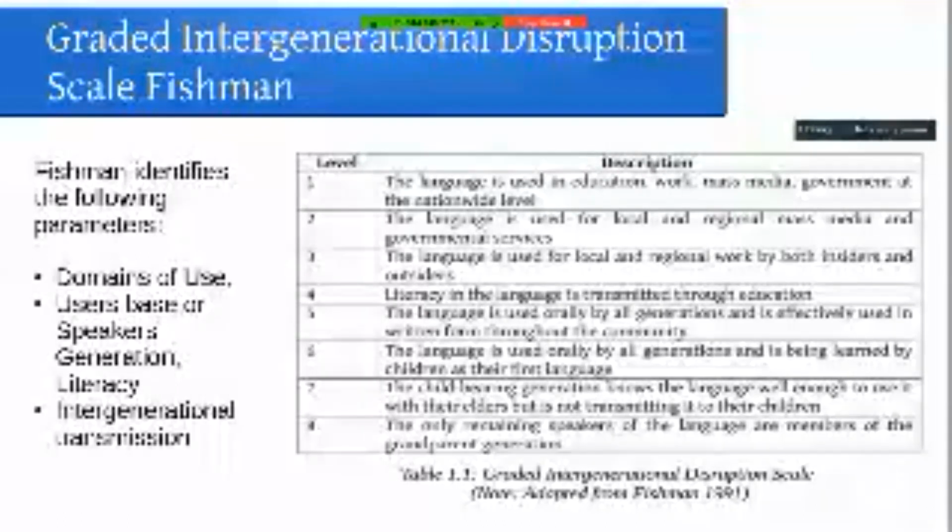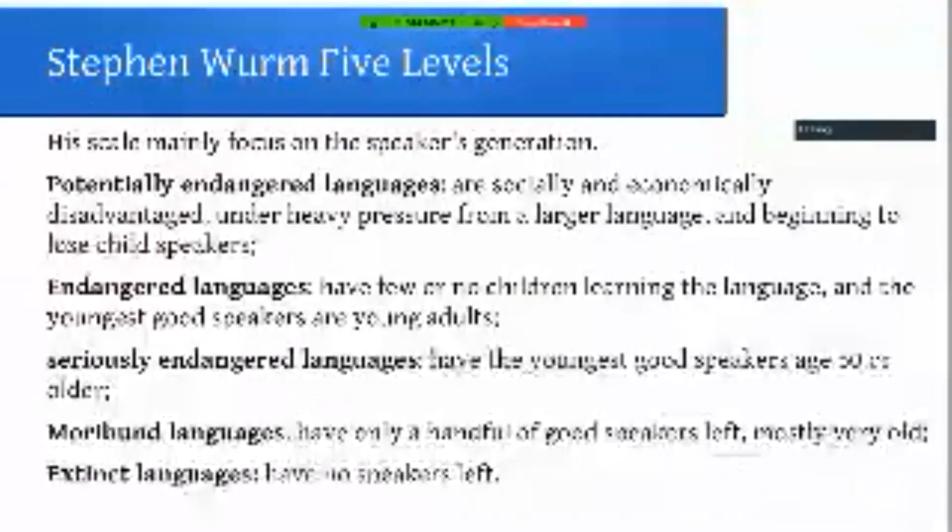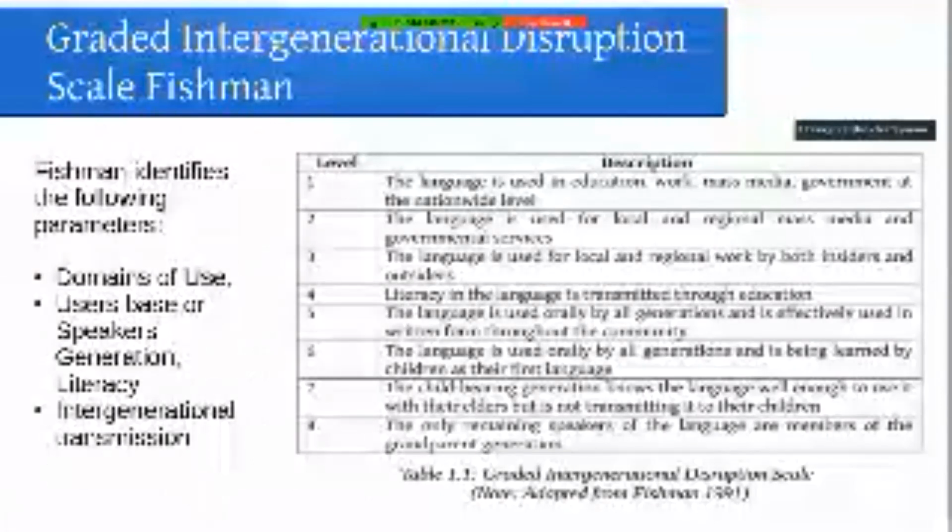Okay, thank you. The level 2 languages can be conceived as languages like Bangla or Tamil, where we have local and regional use, and they are also used in government services. Level 3 languages are those used in local and regional contexts, by insiders and outsiders, but not used by government. Level 4 is where there is literacy in the language; it is transmitted by literacy. And there is level 5.